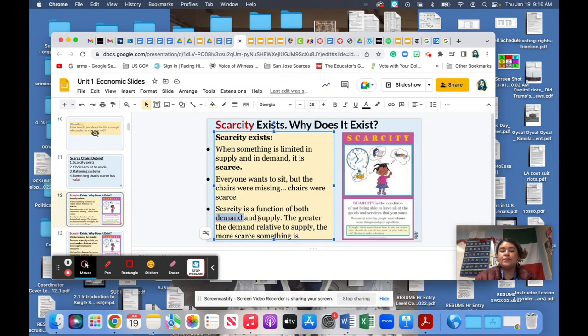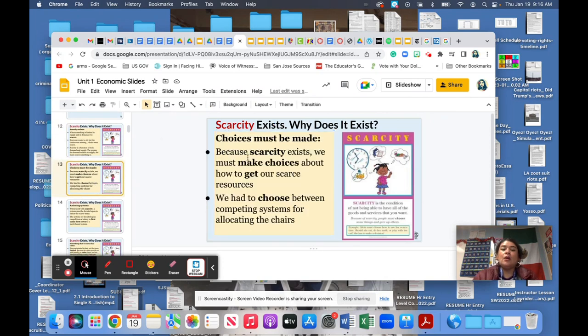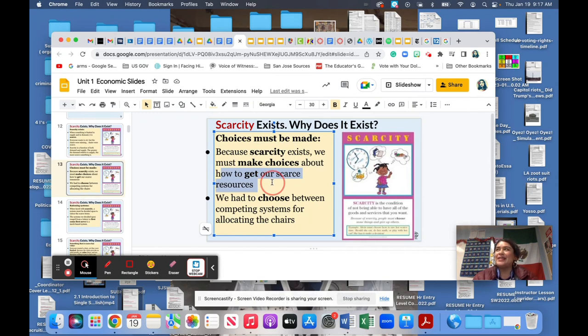Demand is what people want. Supply is the resources. Therefore, the greater the demand, it's related to supply. So if there's more people that want it and there's less supply, then that means it's more scarce. That's what happened to the chairs. Everybody wanted to sit down, but we only had a few chairs or desks. Because there were limited resources, there were only a few chairs. Scarcity exists. Therefore, we have to make choices about how we're going to get our resources. We had to choose between competing for getting the chairs.